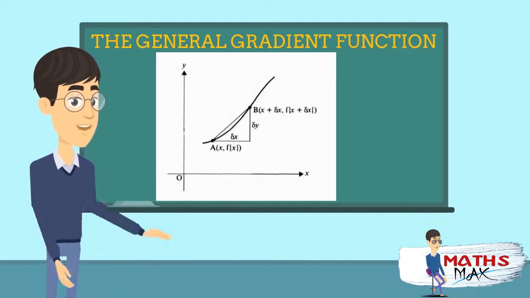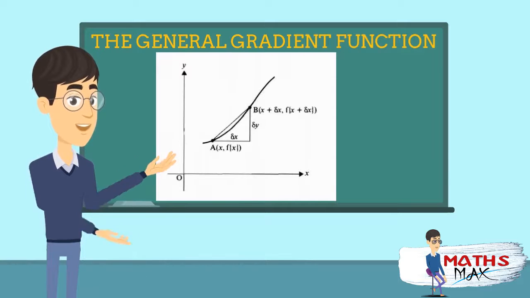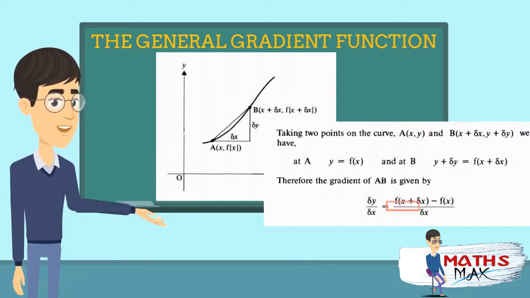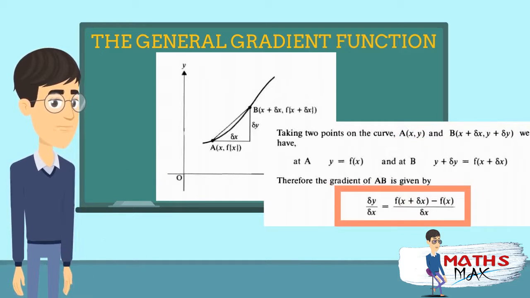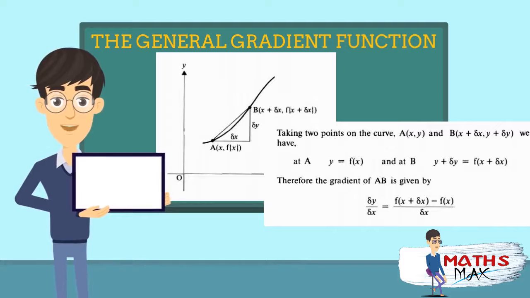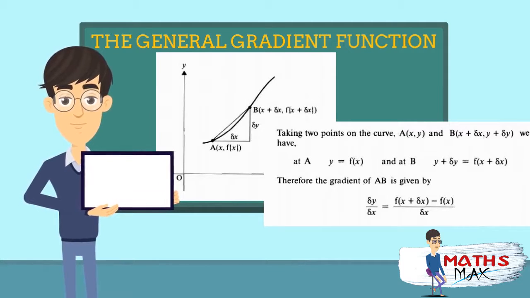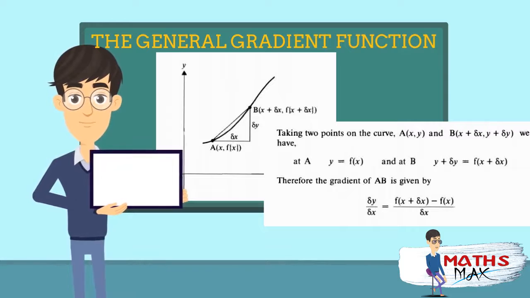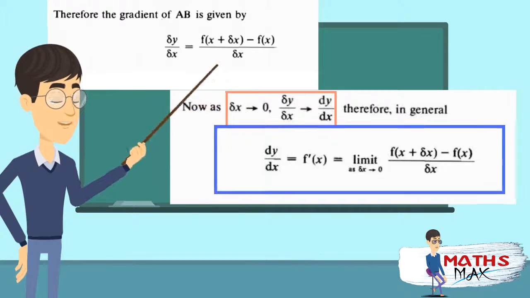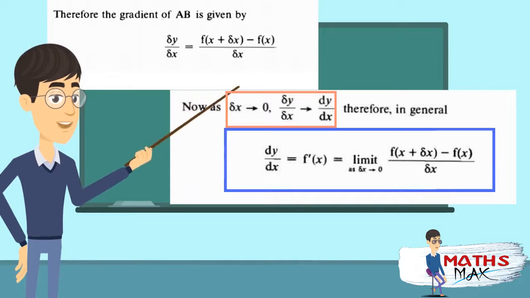Let's consider any curve with equation y equals f(x), taking 2 points on the curve, A and B, like this. Therefore, the gradient of AB is given by this equation. If you don't know how we get the gradient of AB, please watch Differentiation Basic Part 1. The link is in the description. Now, as delta x gets close to 0, delta y by delta x changes to dy by dx.